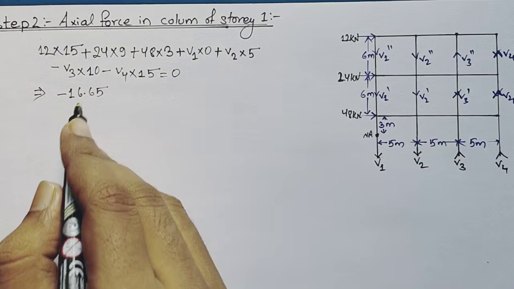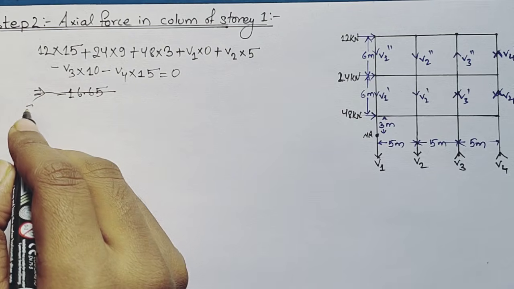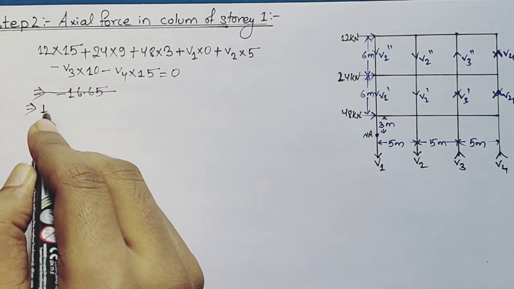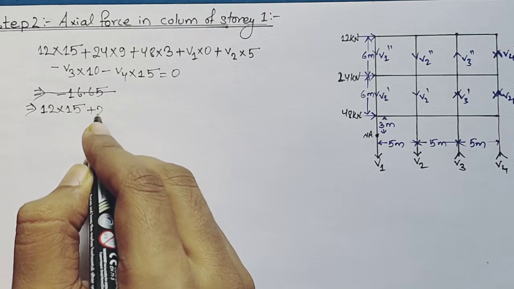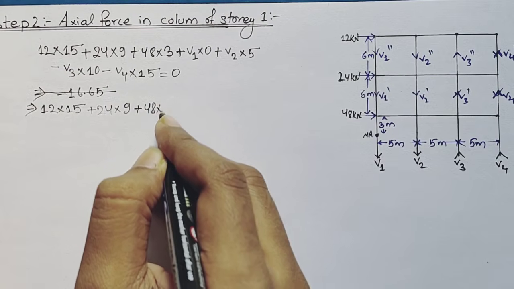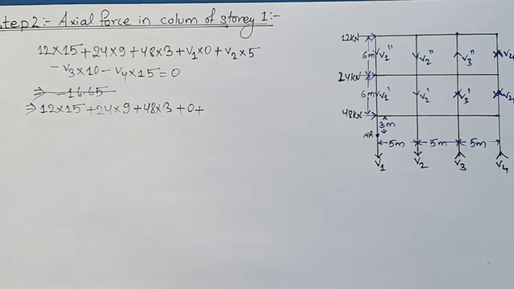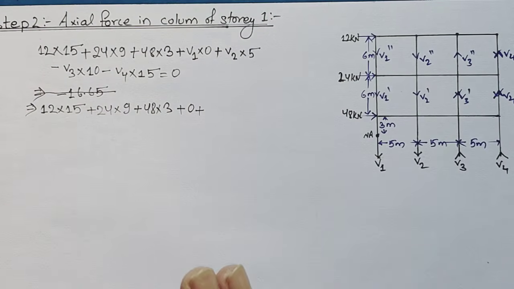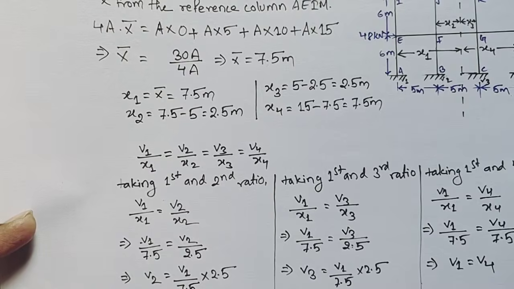One thing more, before we do this, we need to write one more step, then it will be more clear. I am rewriting this: 12 multiplied by 15 plus 24 multiplied by 9 plus 48 multiplied by 3 plus this becomes 0 plus V2. Now we have to substitute the value of V2 in terms of V1, which we have calculated in step 1, which was, see here, V2 equals 0.33 V1.